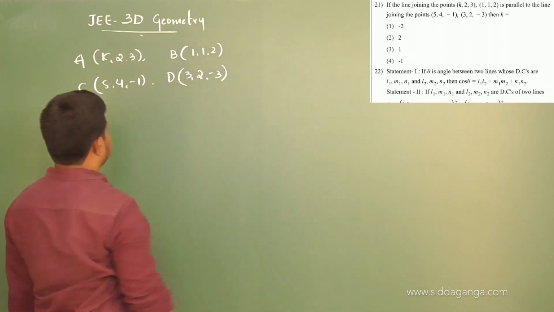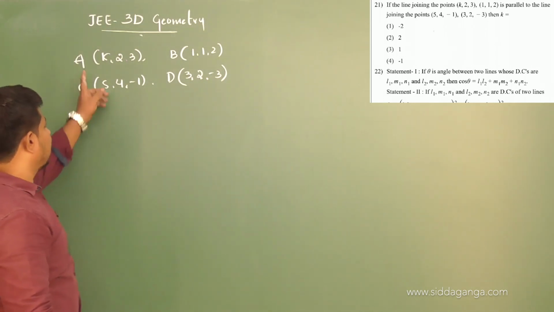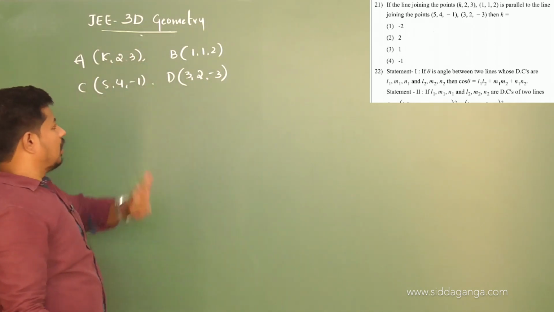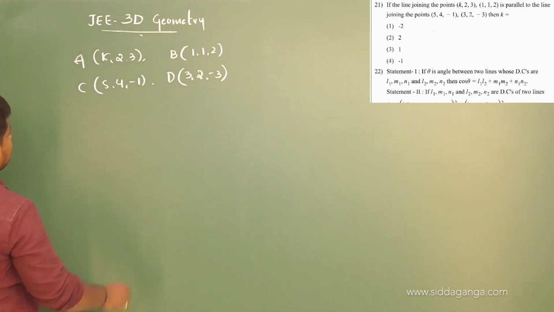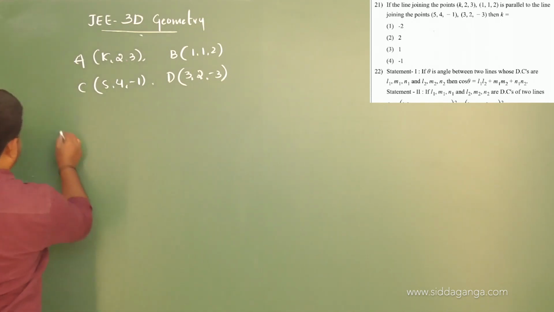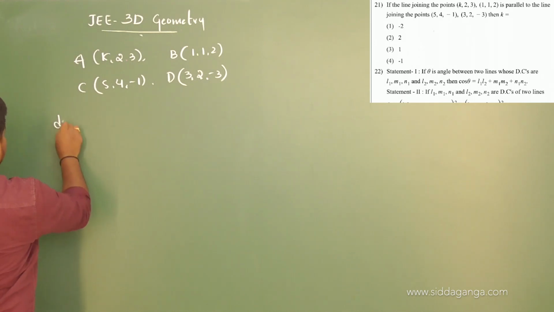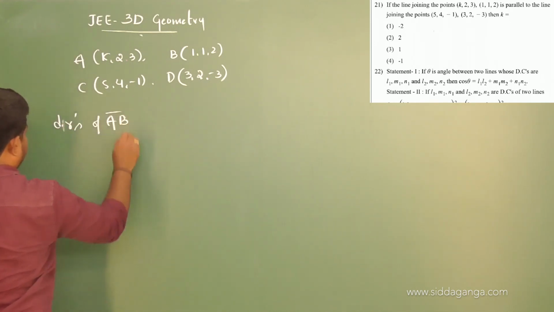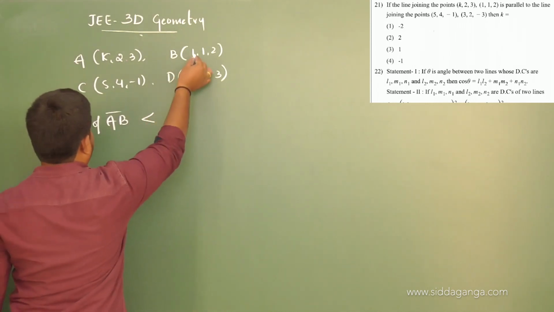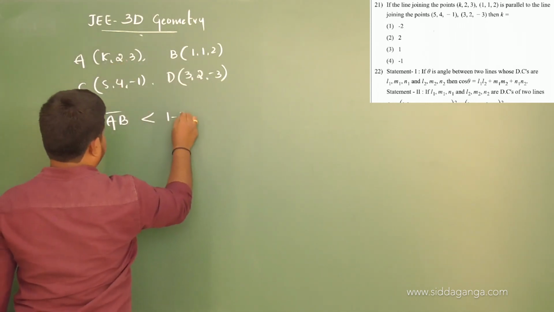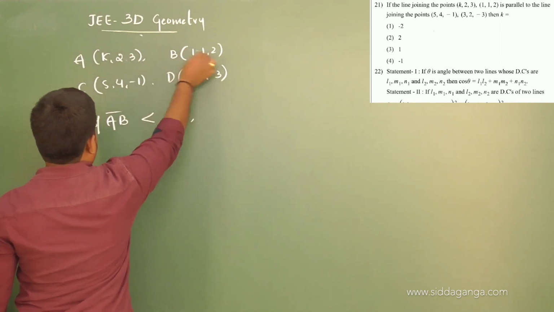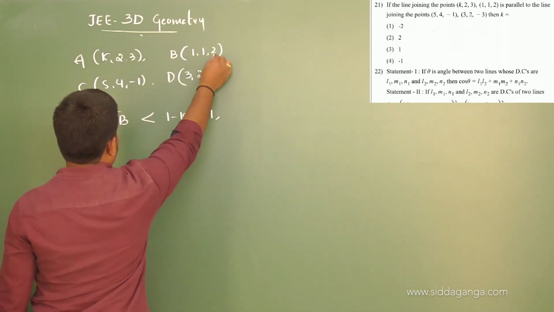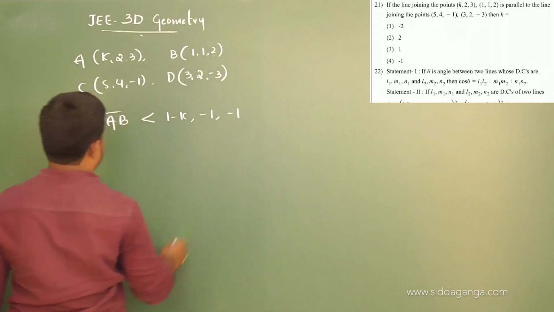They have said that the lines passing through these two points AB and CD are proportional for what value of K. So now let us find the direction ratios of AB. Direction ratios of AB are given by x2 minus x1, that is 1 minus K, y2 minus y1, 1 minus 2, that is minus 1, z2 minus z1, that is minus 1.